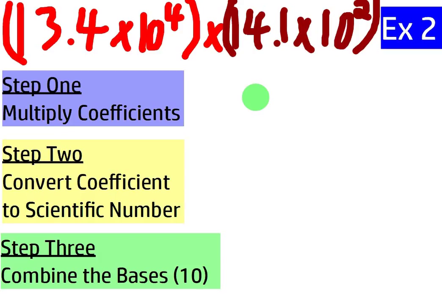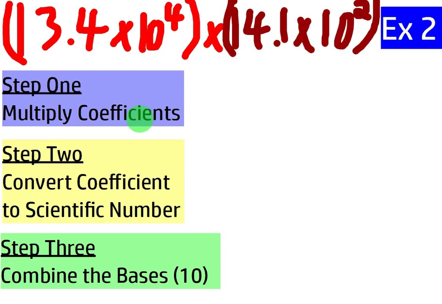Okay, let's take another look at an example of multiplying scientific notation. This time I decided to group each number in parentheses so we can read it a little bit better. So we have 13.4 times 10 to the fourth times 14.1 times 10 squared. Again, we're going to follow the same steps as before.